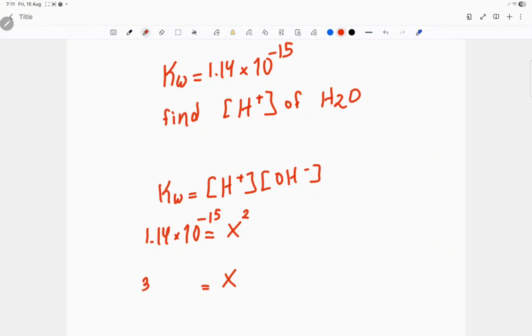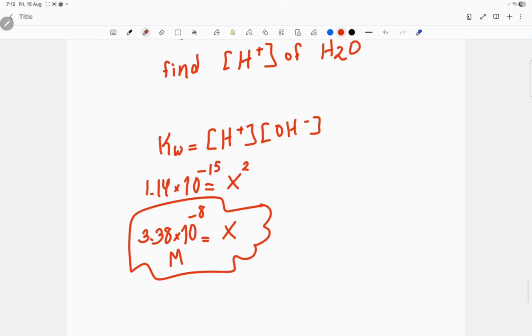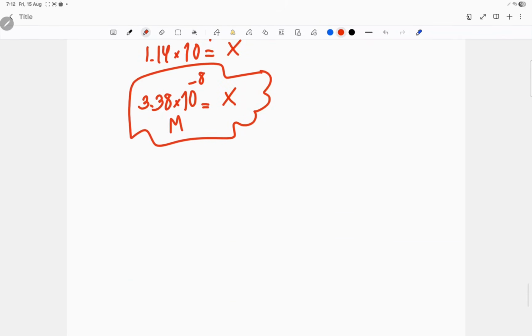So 3.38, negative how much? 8. Okay. Good, right? That's H+ and also OH- because they're the same in the case of water. How do you know it's in water? I told you, H2O. So more temperature means more Kw. Did you get that part?